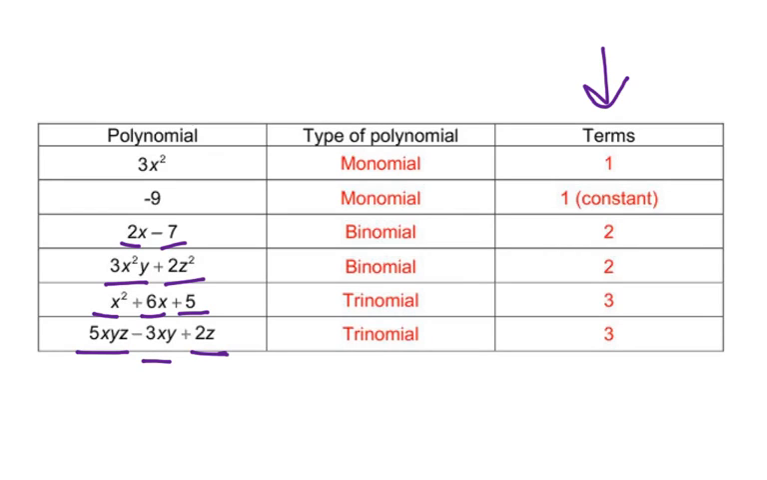Then you know if there's one term, it's a monomial. If there's two terms, it's a binomial. And if there's three terms, it's a trinomial. Take a minute and make sure you have your chart filled out. You will be turning this in.